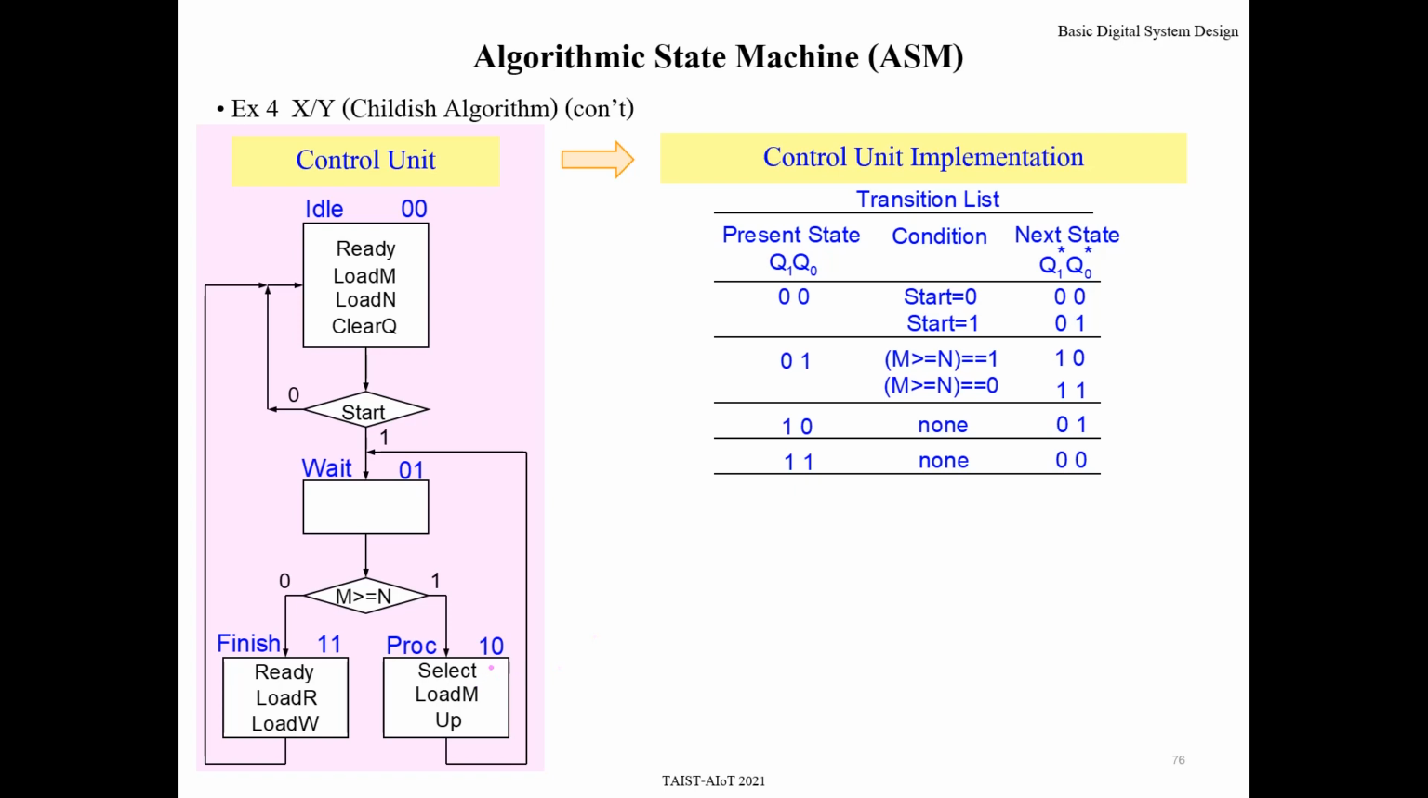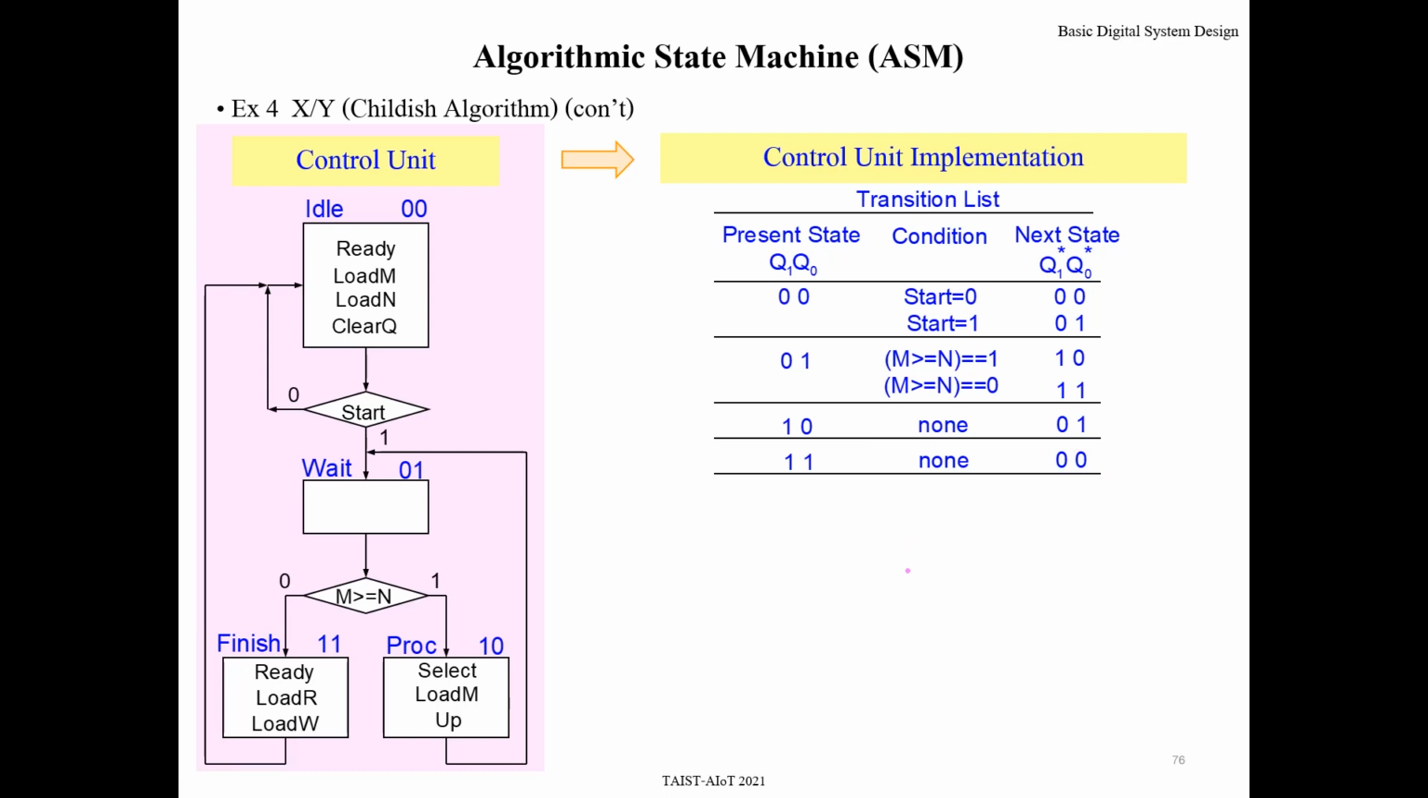And the next state, if the current state is state process 1 0, when clock tick, it goes to state wait. No input condition, it's always true. Just wait for clock tick, then go to state wait 0 1. This state is also for state finish. It waits for clock tick, then it's back to state idle.